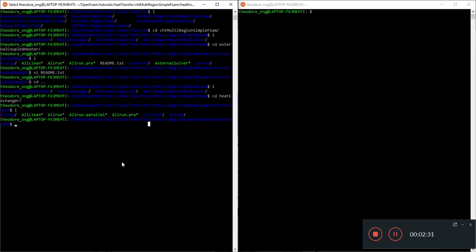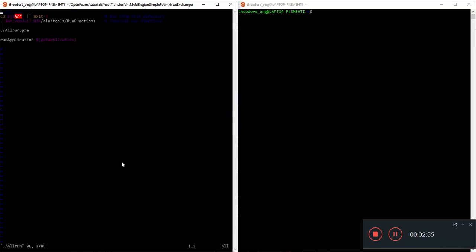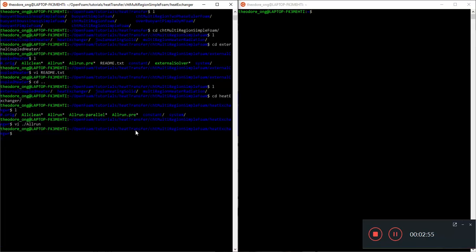So let's take a look at the Allrun file first to see how this case is structured. Alright, so again we have these 2 basic lines here with the pound sign for comments, cd and so on, and then we have these run functions. Then it runs Allrun-pre, then it runs getApplication, which is of course in this case chtMultiRegionSimpleFoam. So we have to look in the Allrun-pre file first to see what is being done there.